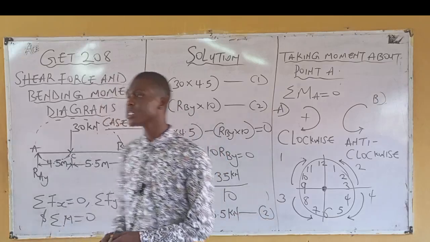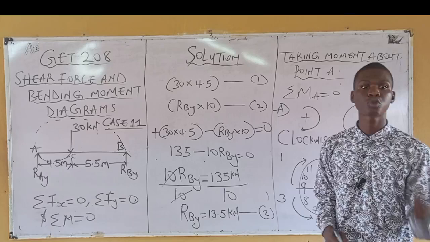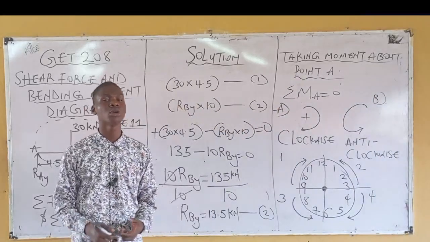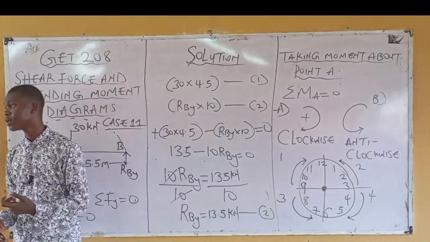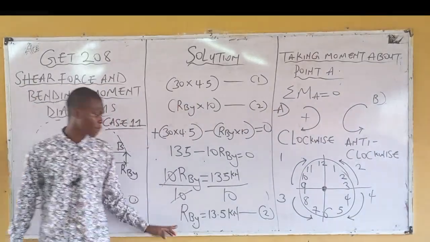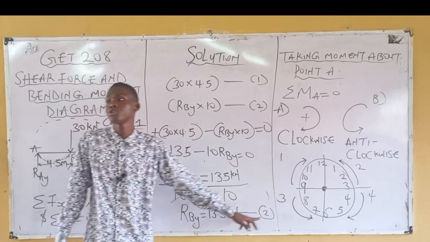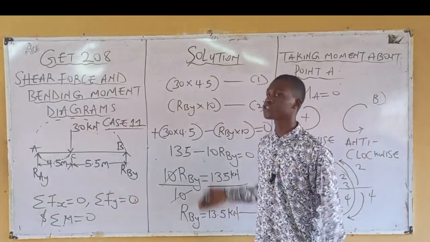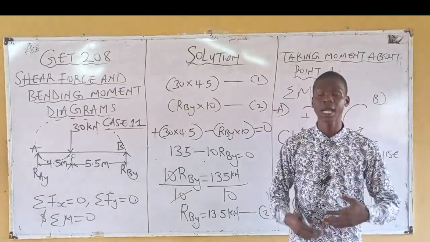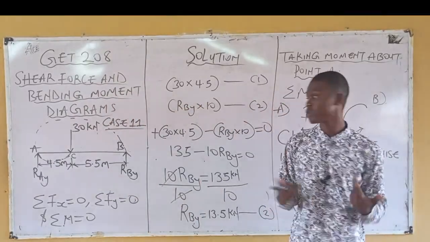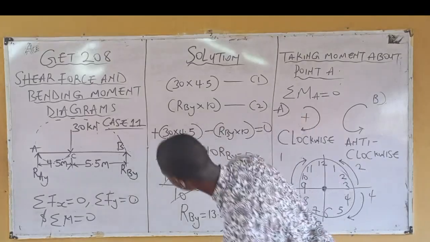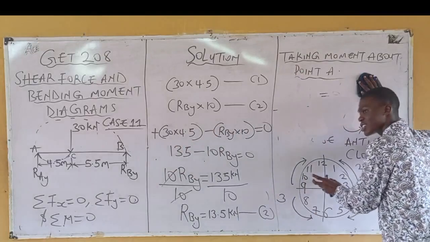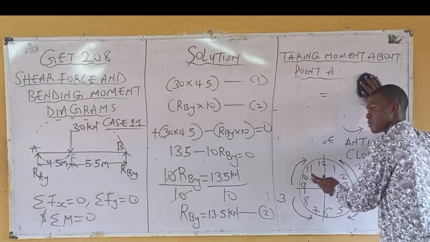Now, we have two equations. We have equation 1 and we have equation 2. Go back to equation 2. I have two unknowns, right? But out of these two unknowns, I've gotten RBY, which is my equation 2. To get the other unknown, I can substitute equation 2 into equation 1, then I have RAY. So let's do that. I believe you've copied this down. This is what we'll be using in bending moment calculation. Very, very important.